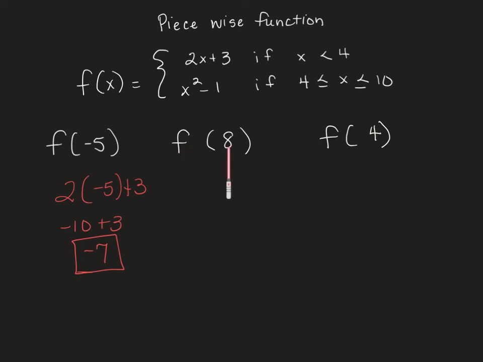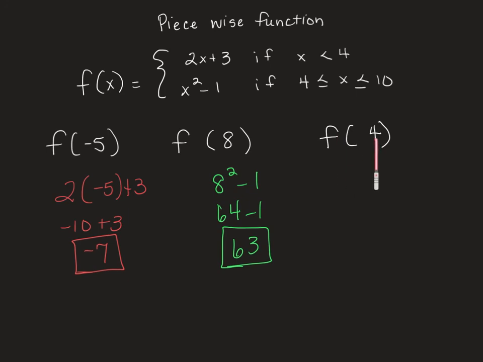Okay, so now I have f of 8. Well, is it less than 4? No. Okay, is it between 4 and 10? Yes. So I'm going to plug it into the bottom one. This is 8 squared minus 1. 64 minus 1, that gives me 63. My answer, and I'm done. I'm only using the one equation it works for.